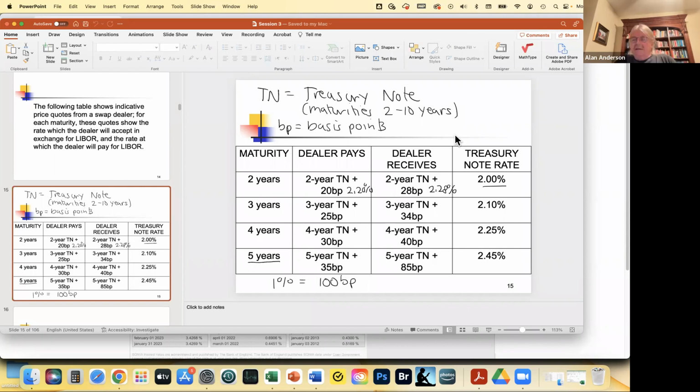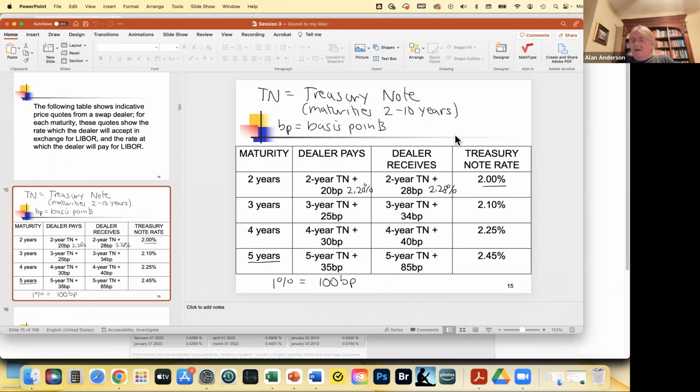On the other hand, and that would be in exchange for LIBOR, by the way, the dealer would receive 2 years plus 28 basis points, or 2.28% in this case. So the 8 basis points spread is the swap spread, and that is what goes into the dealer's pocket. So every time they do a deal, you see how they're receiving more and they're paying less because it's a dealer.